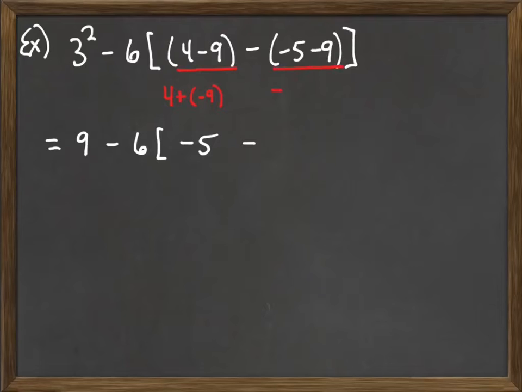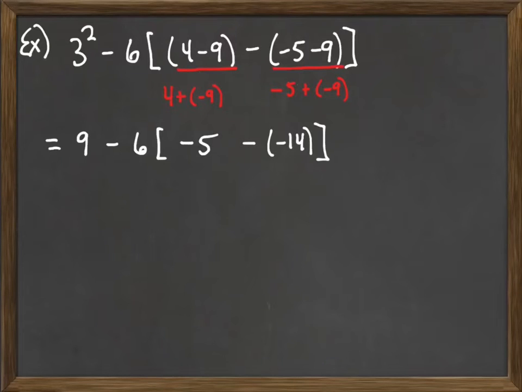And then that's minus, and then we have negative 5 minus 9, which we can rewrite as negative 5 plus negative 9. We're adding, they have the same sign, so we keep the sign and we add them. And that's going to be negative 14. So at this point we have 9 minus 6 times negative 5 minus a negative 14.